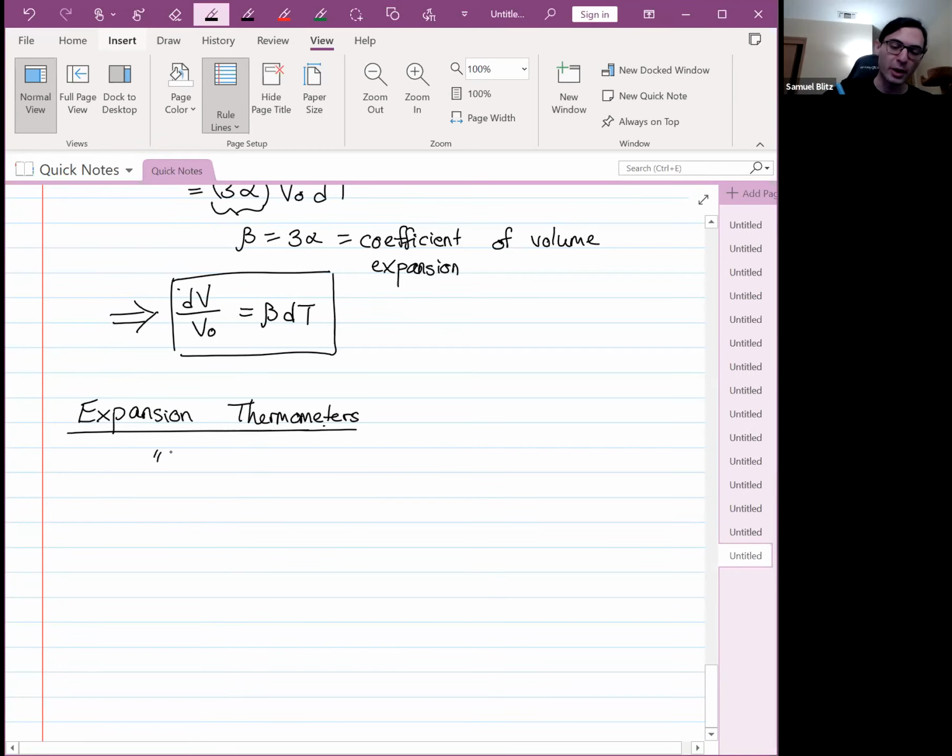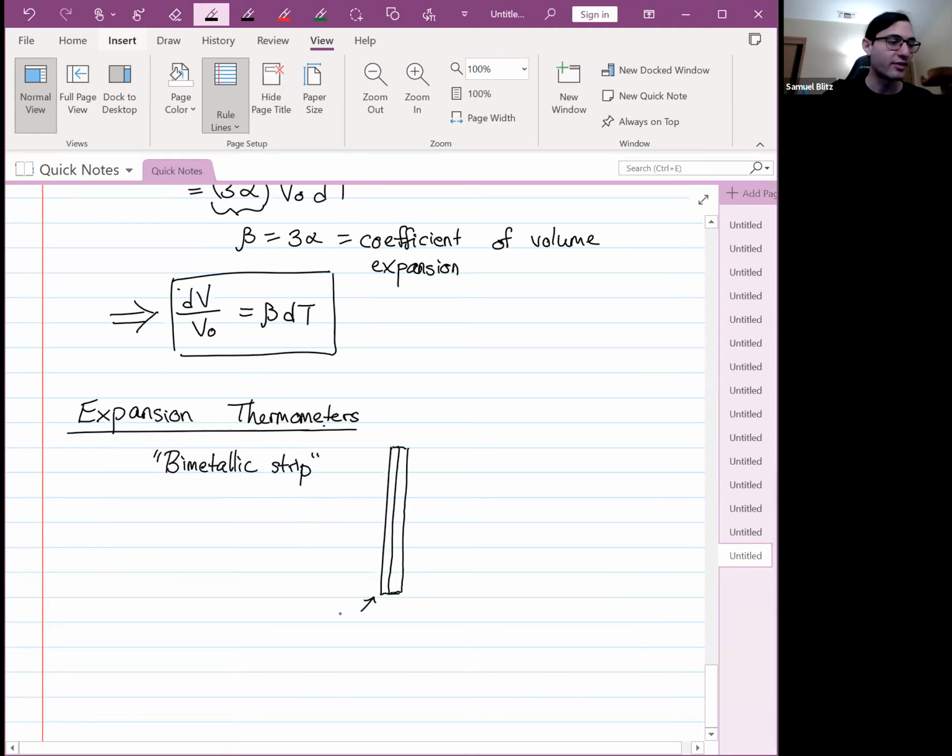So one method is with a bimetallic strip. That's not how you spell bimetallic. Bimetallic strip. So for a bimetallic strip, you take two pieces of metal, you glue them together real tight, and they're different types of metal.